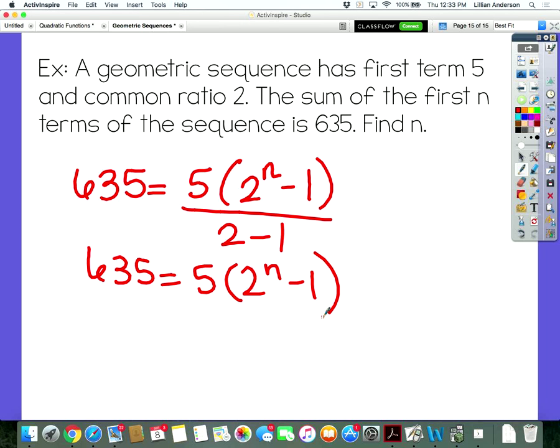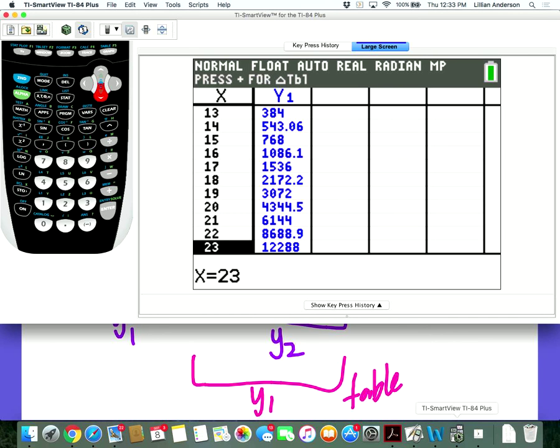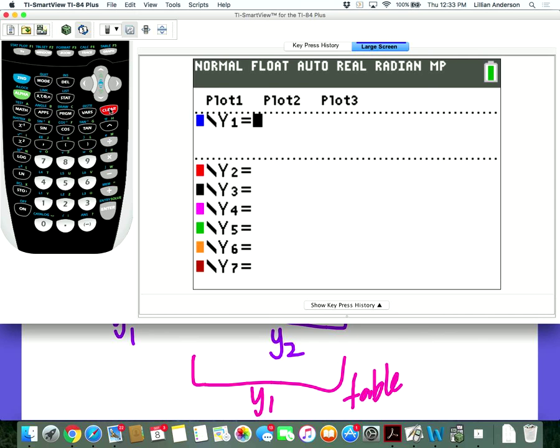Now I can figure this out 2 ways. I can plug this in for y1, this in for y2, graph the 2 and see where the 2 curves intersect each other. Or I could just plug in this equation into y1 and then look at the table. Either way, I still will get my answer. So I'm going to show you using the table way just so we can get the answer there. It was 5 times 2 to the n minus 1.